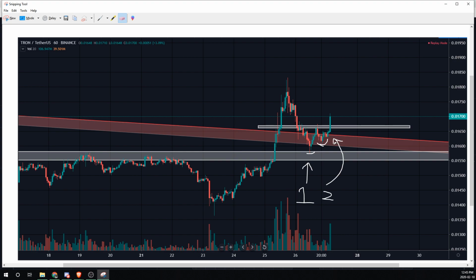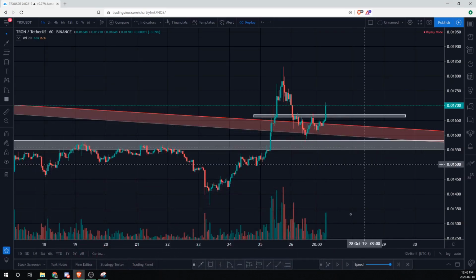Now what I want to see ideally is a validation of a new level of support at this zone, because I don't want to enter and then the next red candle come back down here. That's not what we're looking for. So we want to see the next candle hold this zone and respect it as a level of support, and then we're really, really looking to enter.